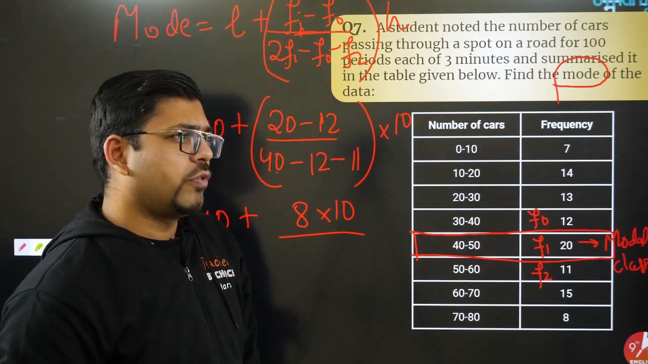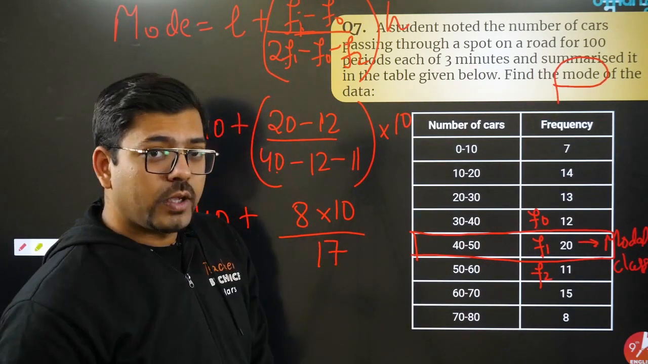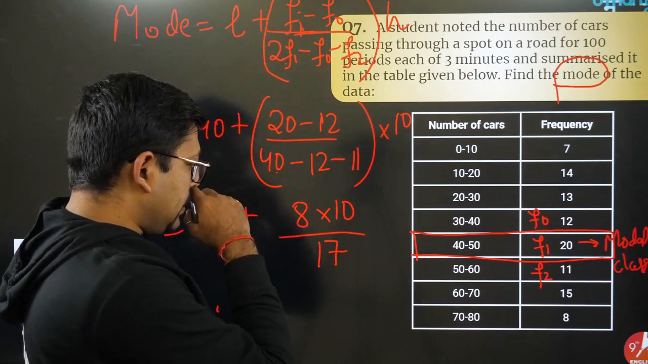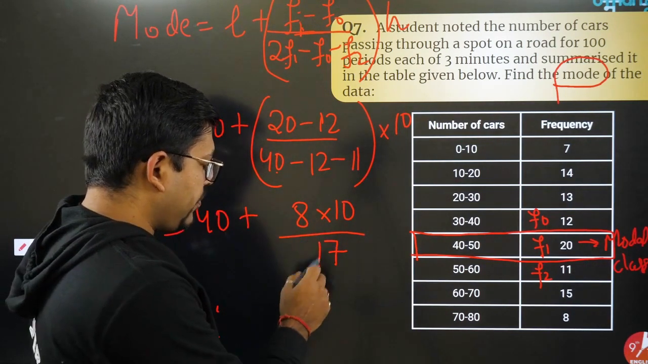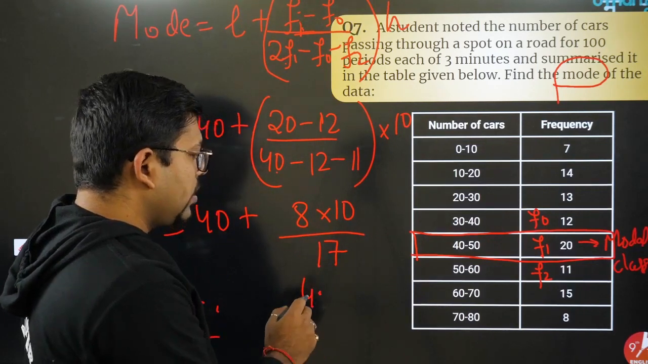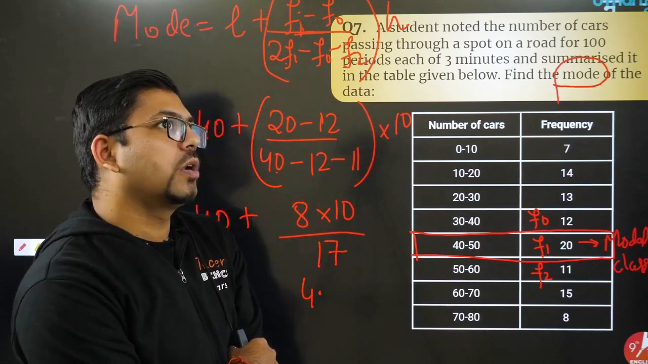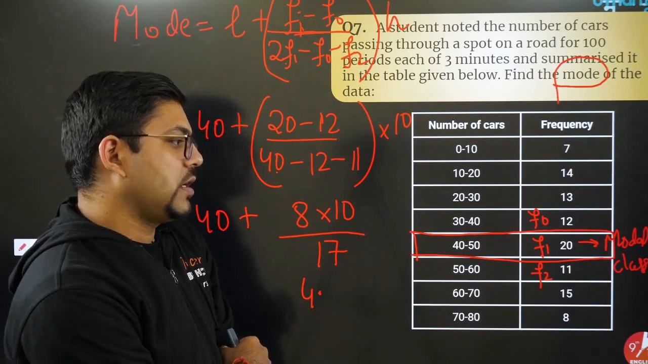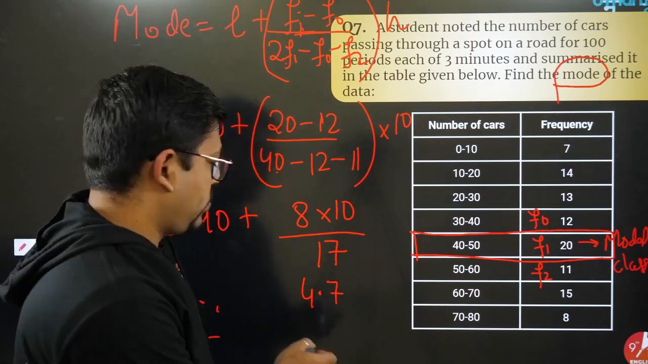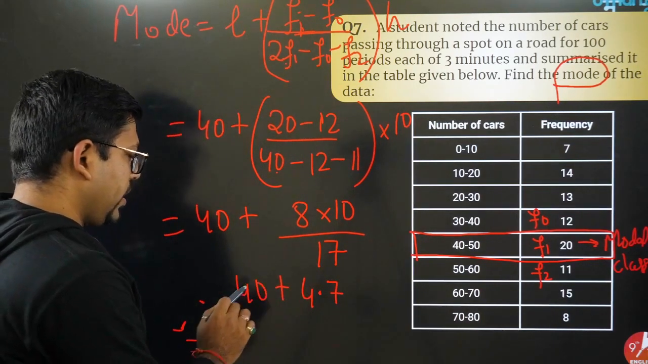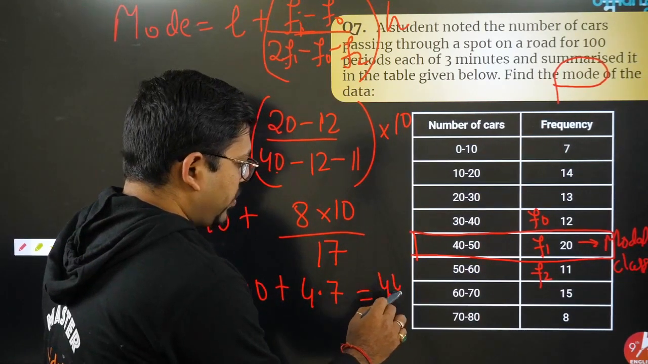So if I'm not wrong, 40 minus 23, so precisely it should be 17, something around. So it will not be coming 5, it will be coming 4 point something, because 80 by 17 is 4.7 something around, if I'm not wrong. And this will be 40. So 40 plus 4.7, roughly 44.7, something around.